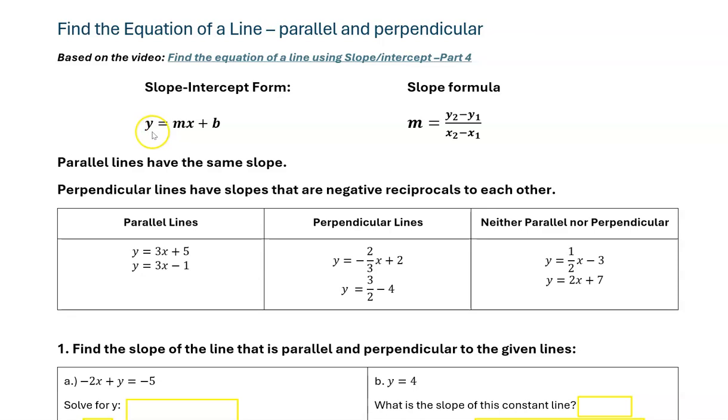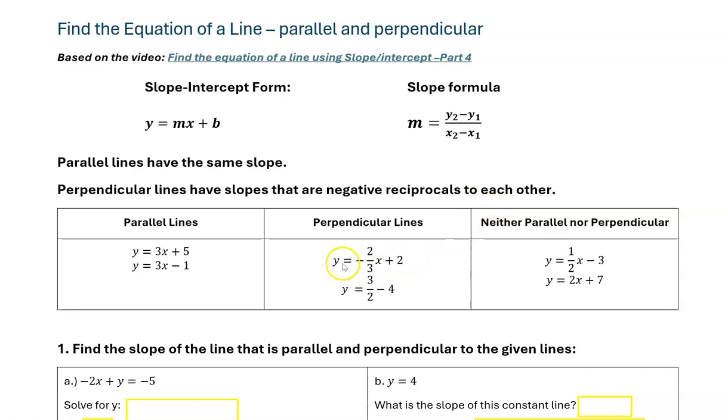The slope-intercept form is y equals mx plus b, and our slope formula is given here. We want to talk about parallel lines. Parallel lines have the same slope. So here's an example, y equals 3x plus 5 and y equals 3x minus 1. They're not the same line because they have different y-intercepts, but they have the same slope, which means they're parallel. And perpendicular lines have slopes that are negative reciprocals of each other.